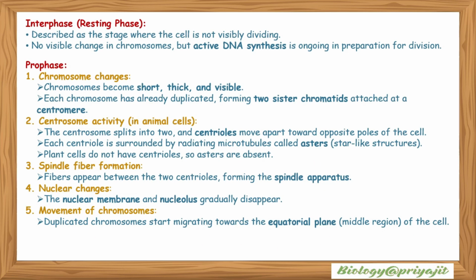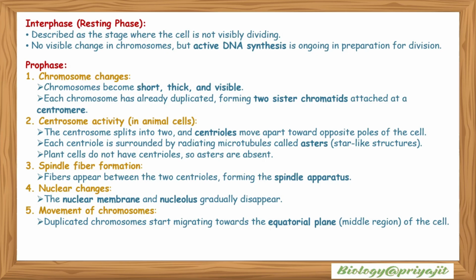Interphase, it is also called the resting phase. So it can be described as the stage where the cell is not visibly dividing. No visible change in chromosomes, but active DNA synthesis is ongoing in preparation for division. So what is prophase? During prophase, chromosome changes. Chromosomes become short, thick, and visible, and each chromosome has already duplicated, forming two sister chromatids attached at the centromere.